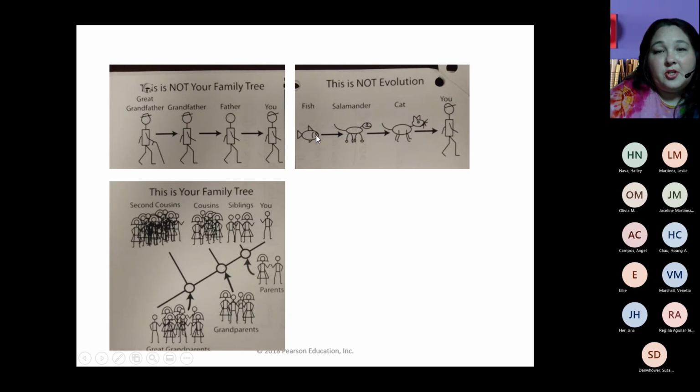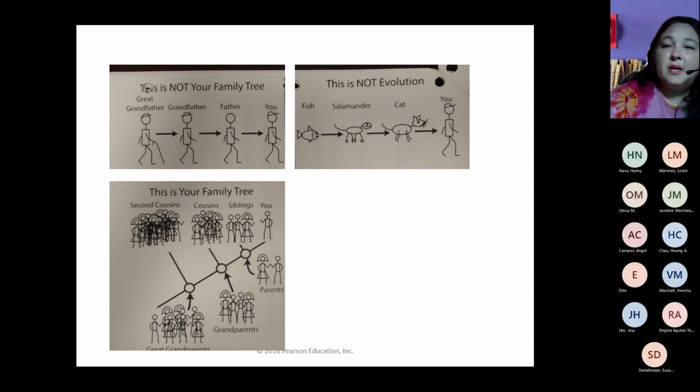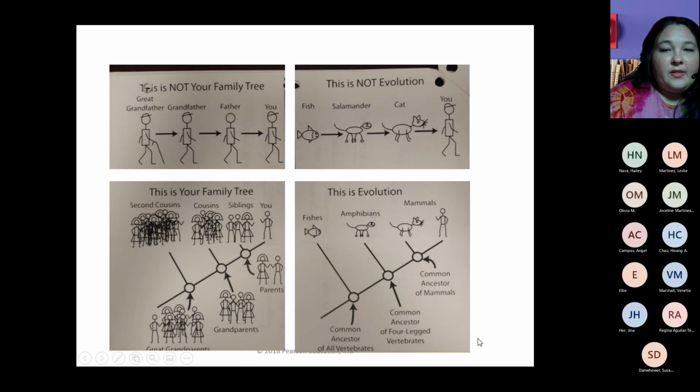Similarly, this is not evolution. Fish do not become salamanders, which do not become cats, which do not become you. This is more like it. Here we've got a more complex, more complete picture. This is obviously still very simplified, but it's better.